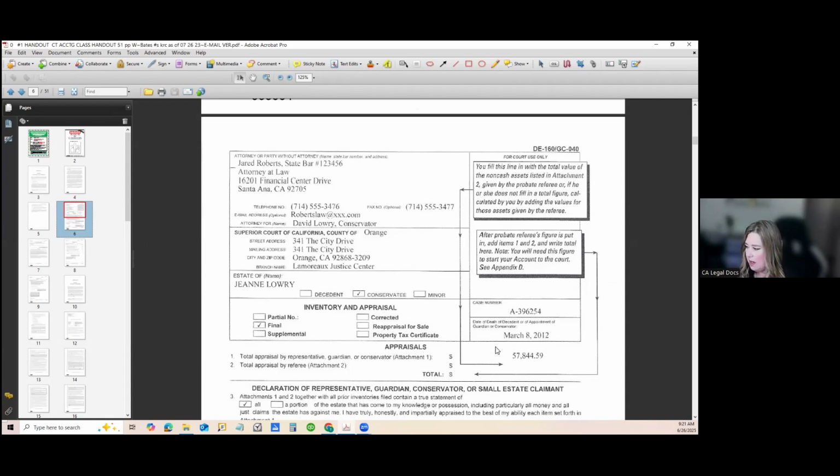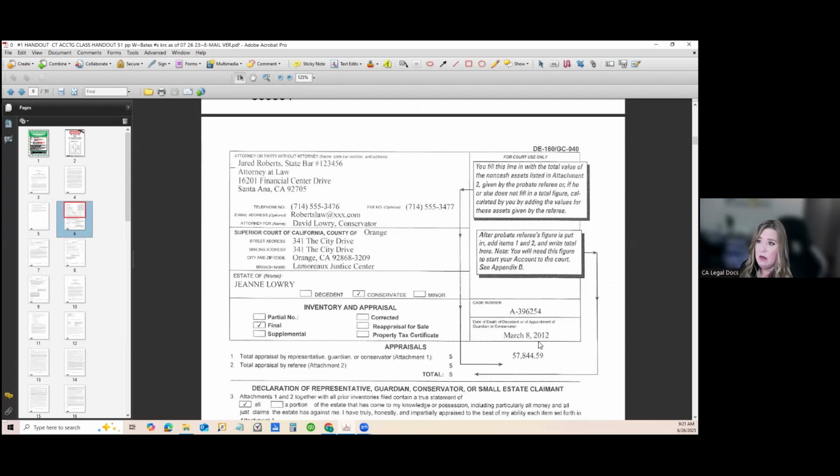You know what the case number means? It means the case number, day of appointment. Remember, this is the date I will use. When you're filling out an inventory and appraisal, what you want to make sure is this date right here is not date of letters. It is date of the order.